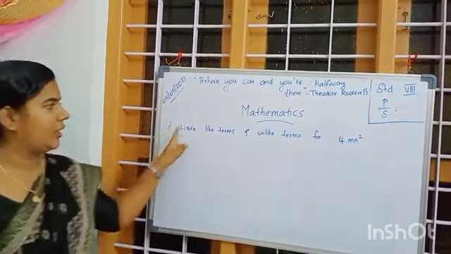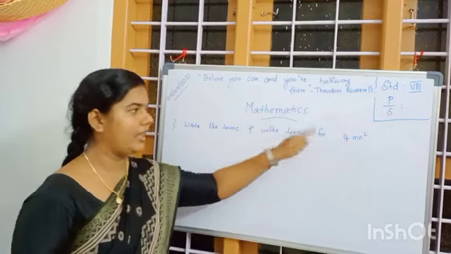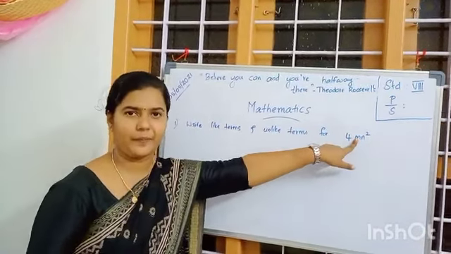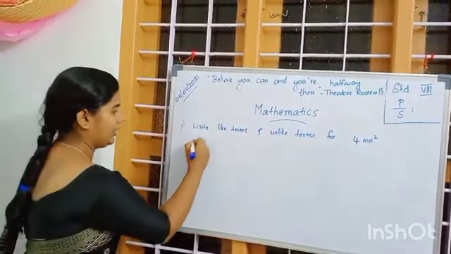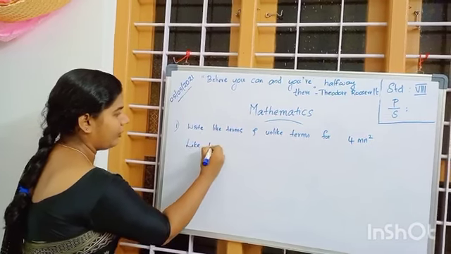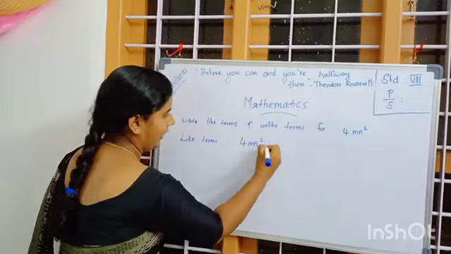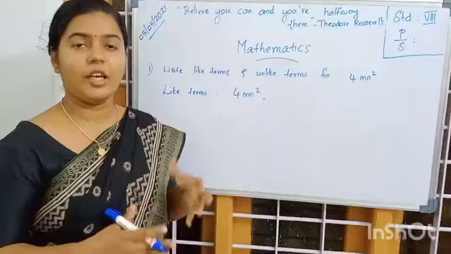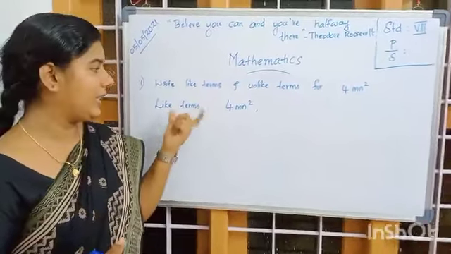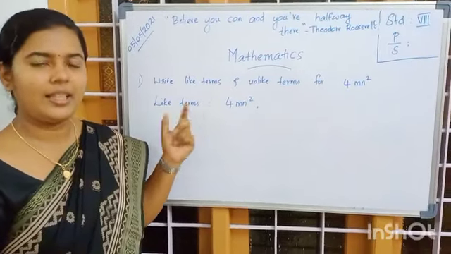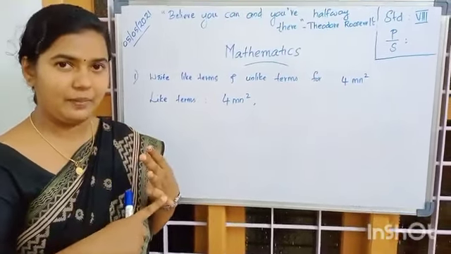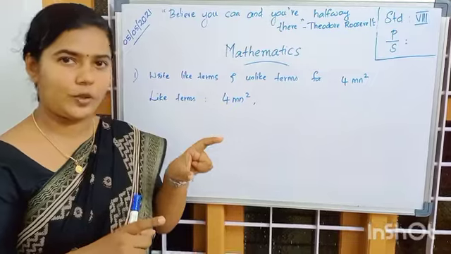The question is, you have to write like terms and unlike terms for 4mn square. Okay. Then tell me here, what are the like terms corresponding to 4mn squared? Do you remember the condition for the like terms? Yes. The variables must be same, and if there is power, that must also be same.